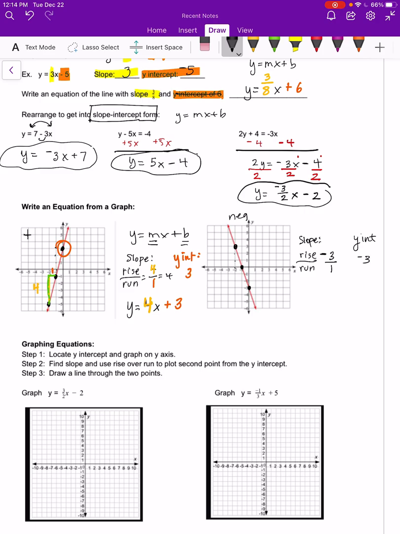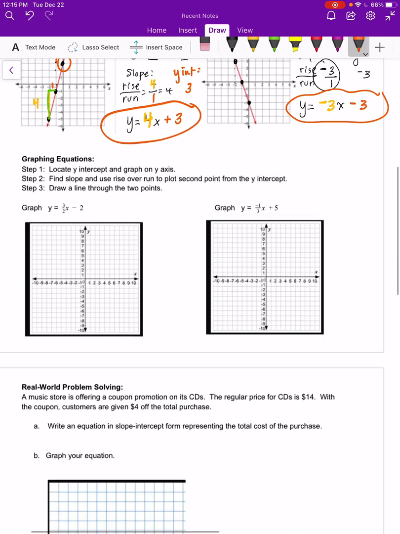So when I put it together, y equals, simplify, -3 over 1 is -3x, and then -3. Okay, so my equations. So now, graphing equations. You locate your y-intercept and you graph it on the y-axis. Then you find your slope and use rise over run to plot the second point from the y-intercept, and then draw a line through the 2 points.